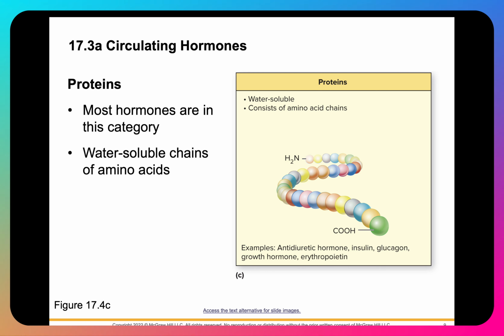Now, the largest class of hormones are going to be proteins or peptide hormones. They are made up of long amino acid chains, and they account for the majority of hormones that we find in humans. So they're water soluble, and examples would be ADH or antidiuretic hormone, insulin, glucagon, erythropoietin or EPO, and growth hormone.